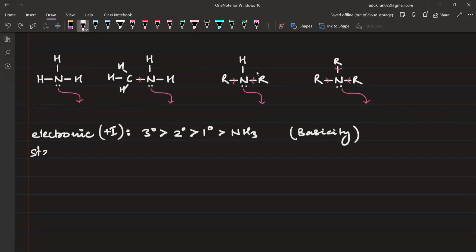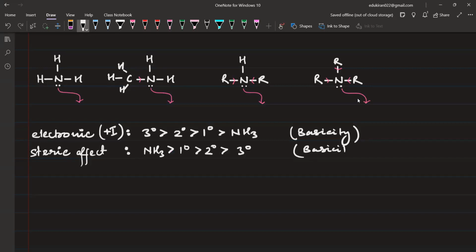And the steric effect. If I'm going to look at the steric effect, then I will see that if something is not going to move easily, how can it donate its electron pair? Makes sense. So the ammonia, the 1 degree, the 2 degree, the 3 degree, they have to move in order to donate the electrons, right? That is why, according to steric effect, NH3 should move easily and give the electron, followed by 1 degree, followed by 2 degree, and then followed by 3 degree. This is the order of basicity if I am going to look at the steric effect.